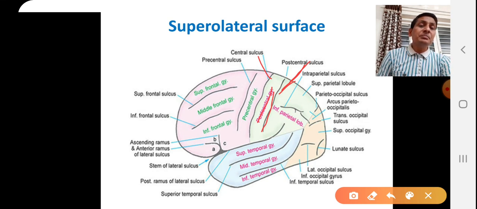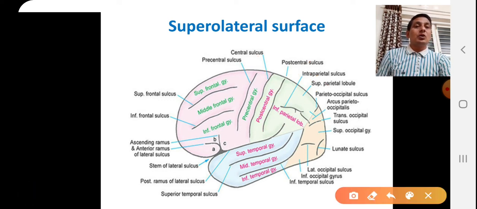Now behind the postcentral sulcus, there are the inferior parietal lobule and superior parietal lobule, separated by the intraparietal sulcus. This is the intraparietal sulcus. By this, the part is divided into superior parietal lobule and inferior parietal lobule. This is the superior lateral surface of the parietal lobe.